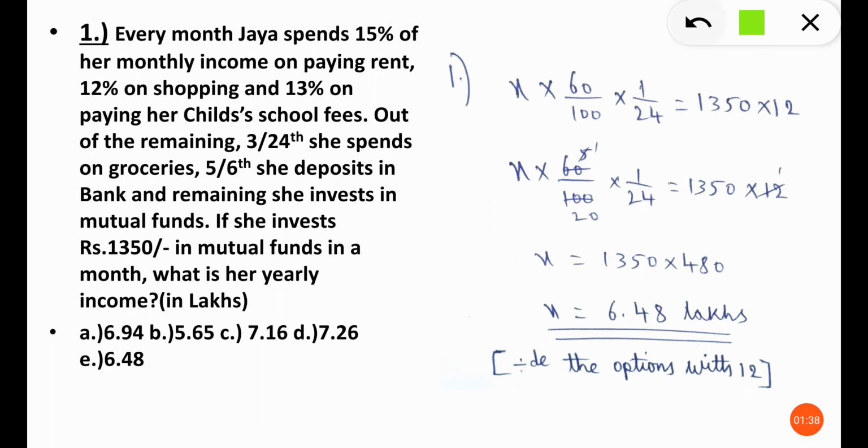There is another method. Simply divide each and every option by 12. Whichever option gives 0 remainder, that option is the right answer. Among all these options, only one option divides by 12 completely without any remainder, that is 6.48. So the answer is E. Let's move on to the second one.